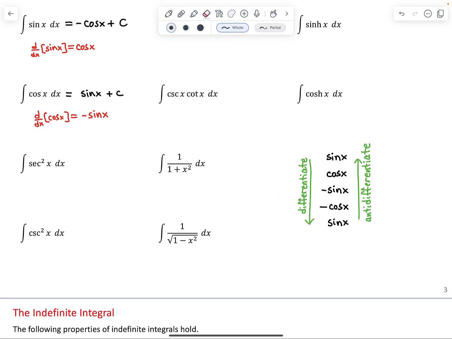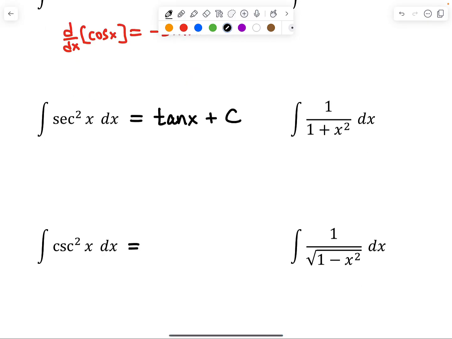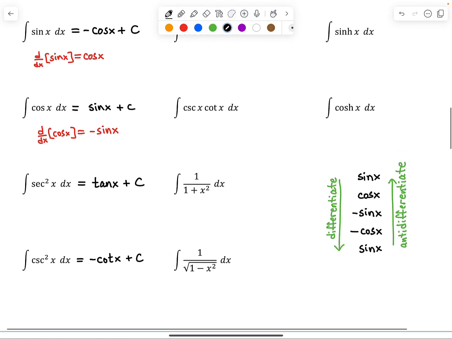Okay, back to our examples. The integral of secant squared of x dx. Well, the function that when you differentiate it becomes secant squared is just tangent of x, as we learned during the lesson on differentiating trig functions. Now, if we have cosecant squared of x dx, we begin with cotangent of x, and the derivative of cotangent to test is actually negative cosecant squared. But there is no negative here, so I need to put a negative on this cotangent, and then, of course, plus C.